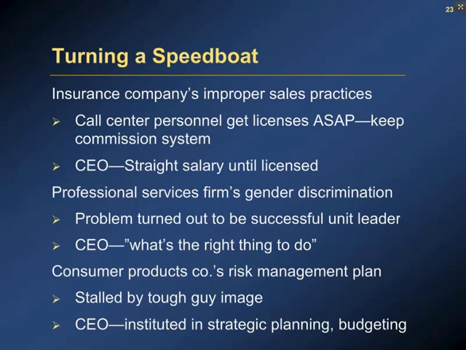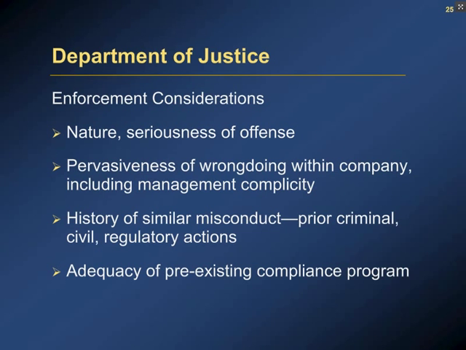Moving forward, it's insightful, I think, to gain some information from the Department of Justice. We certainly don't view them as setting standards, but their perspective can be helpful. The DOJ makes enforcement decisions based on these factors: the nature and seriousness of the offense, pervasiveness of wrongdoing and management complicity, any history of such misconduct, and the adequacy of the compliance program that existed before this problem occurred.